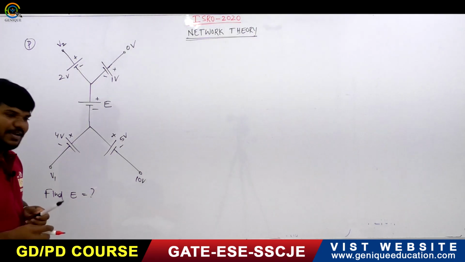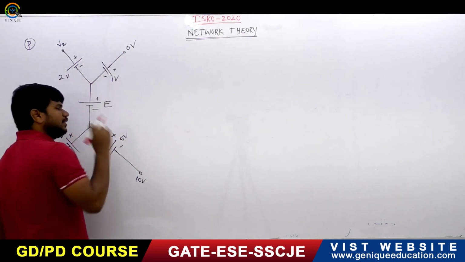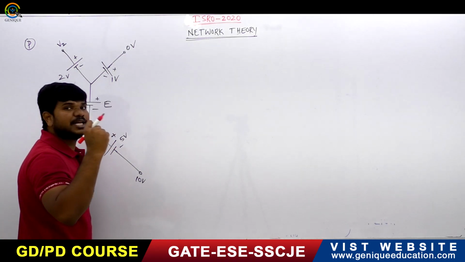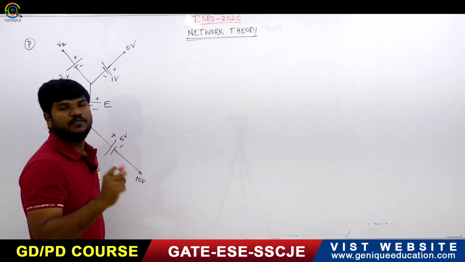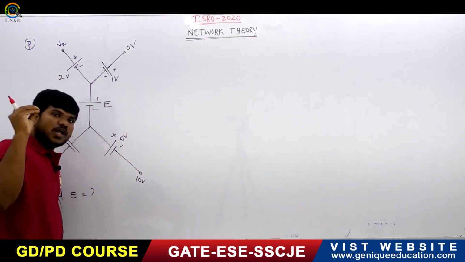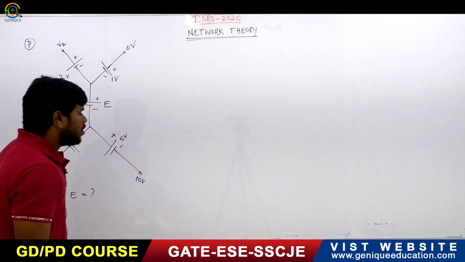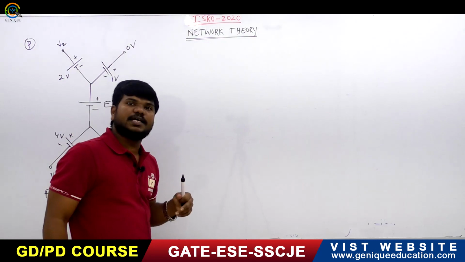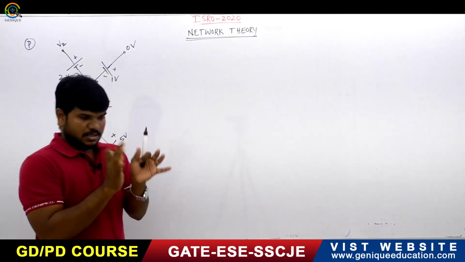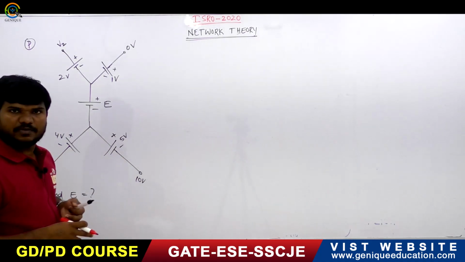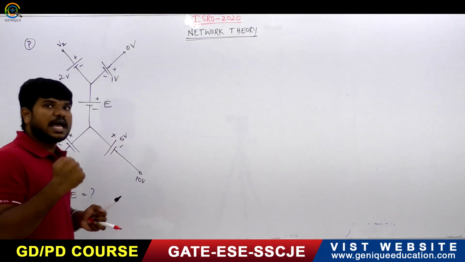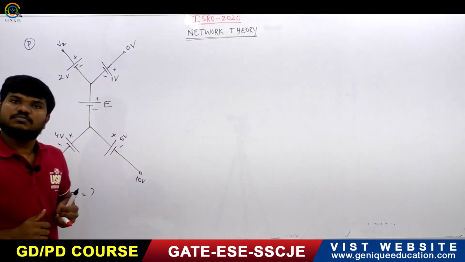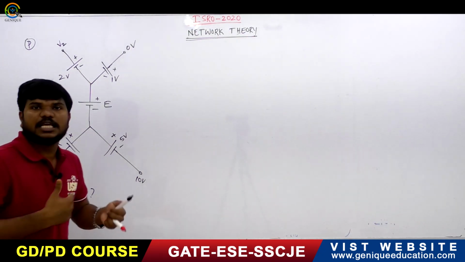Why should I go for KVL? Because within a loop, the algebraic sum of the voltages is equal to 0. If I sum up all the voltages and equate the entire sum to 0, then I will get the required value. So which loop do I have to take for simplification, for applying KVL?